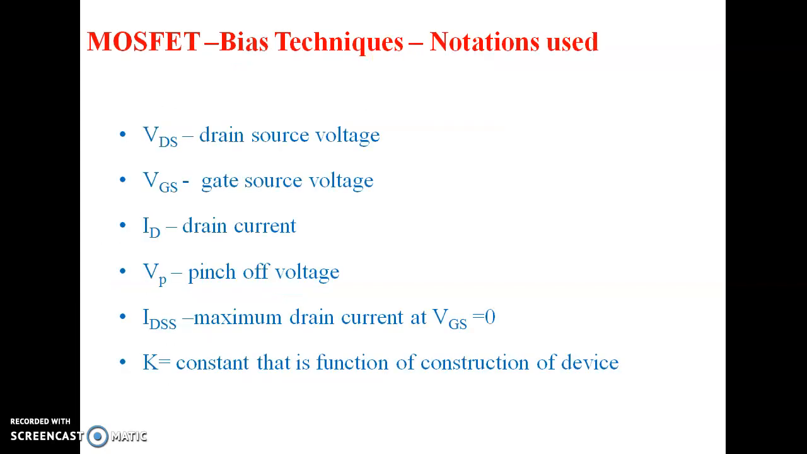Before that, we have some notations used in this. VDS is the drain source voltage, VGS the gate source voltage, ID the drain current, VP is the pinch off voltage, IDSS the maximum drain current at VGS equal to 0, and K is a constant that is a function of the construction of the device. So this plays a major role in designing the MOSFET.